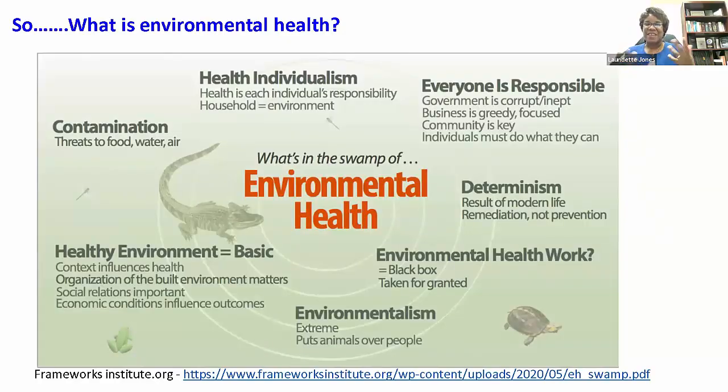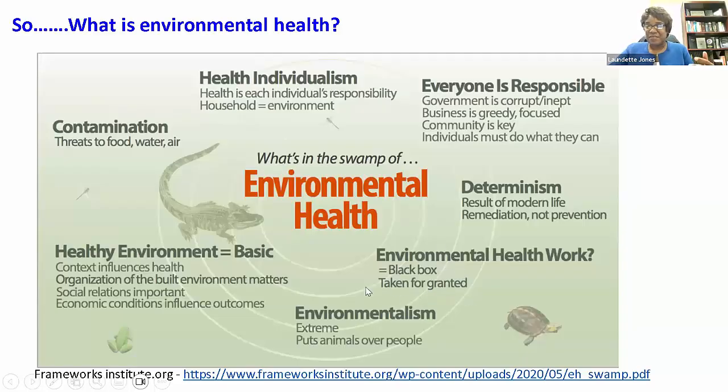So, environmental health is really a big term. Even when I was studying this as a PhD student, it meant so many things to different people. And what Frameworks has done was really pull all this together into this swamp. I don't know if it's the best word, but just to understand that when you start to talk about environmental health, it's looked at very differently. And some of these I'll just name as, of course, certainly we think of contamination, threats to food and water.